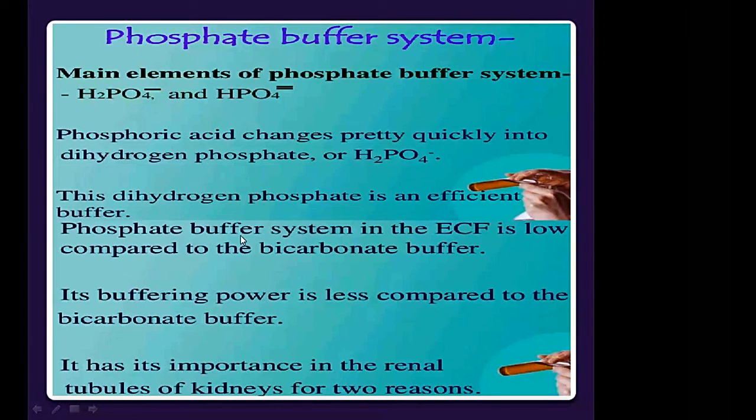This phosphate buffer system in the extracellular fluid, ECF, the fluid outside the cell is called extracellular fluid, is very, very low compared to the bicarbonate buffer that is there in the blood. Its buffering power is very less compared to the bicarbonate buffer. So it has its importance in the renal tubules of the kidneys for two important reasons.